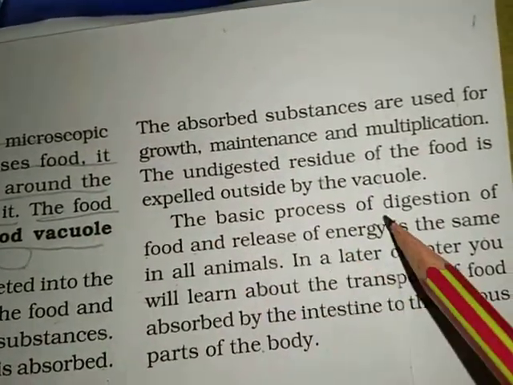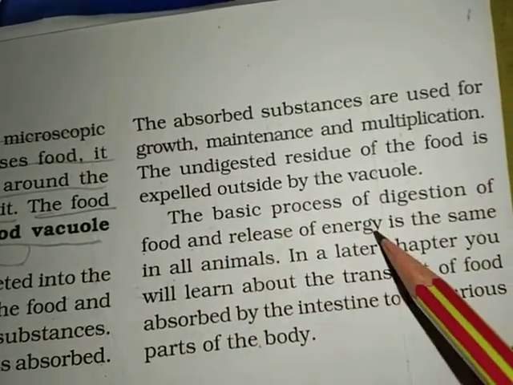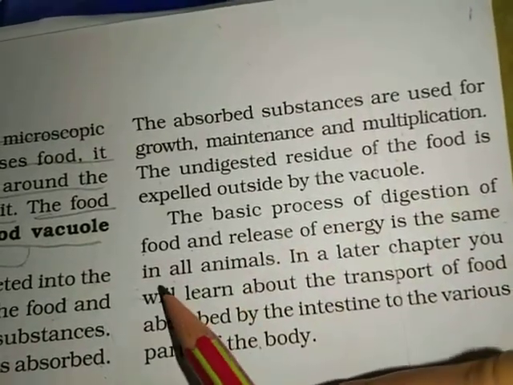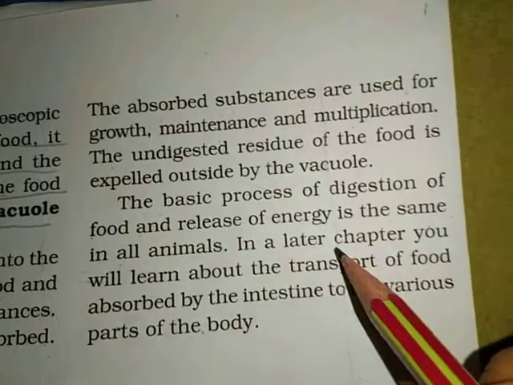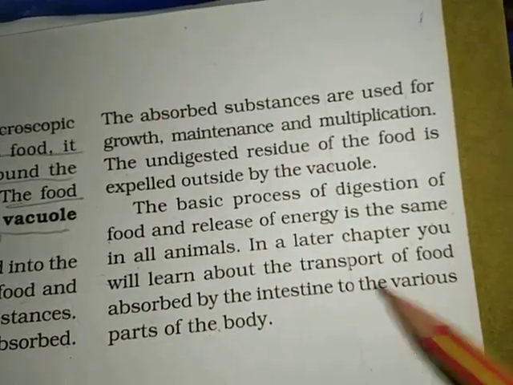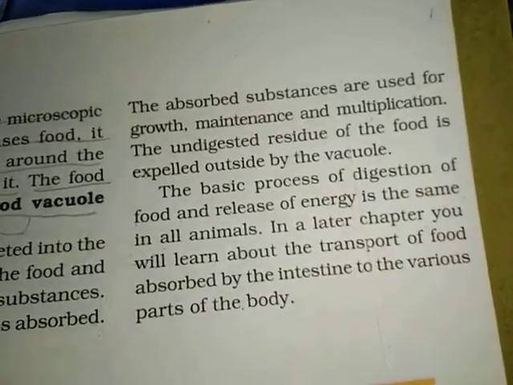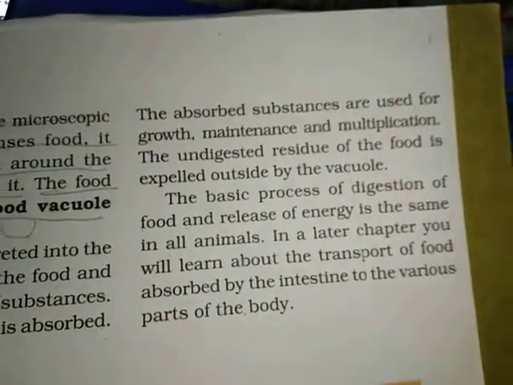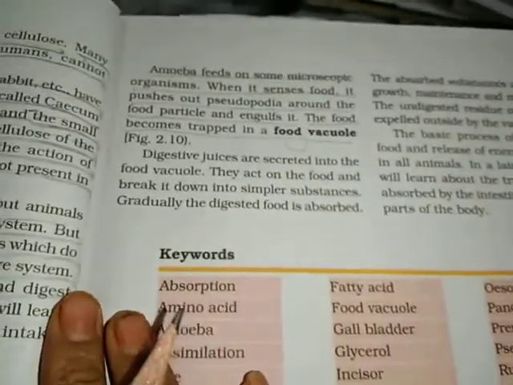The basic processes of digestion of food and release of energy is the same in all animals. In a later chapter, you will learn about the transport of food absorbed by intestine to the various parts of the body, right? So this is the digestion in unicellular organisms like amoeba.